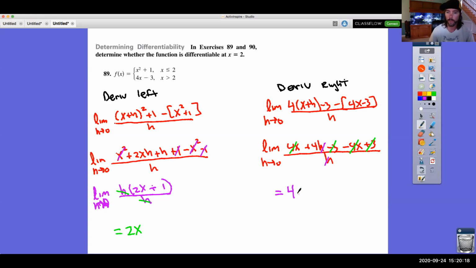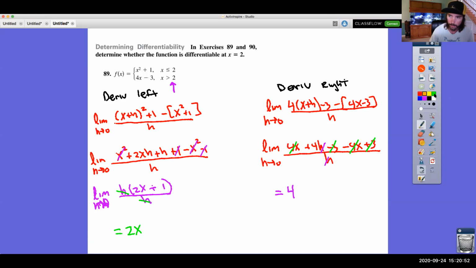So the derivative from the right is 4. The derivative from the left is 2x. Therefore, it is not differentiable, because their derivatives are not the same. Ooh, pause on that thought. Think about this. I did not evaluate at 2, and this is where a common mistake would be. A lot of people will see the 2x and the 4 and they'll stop.